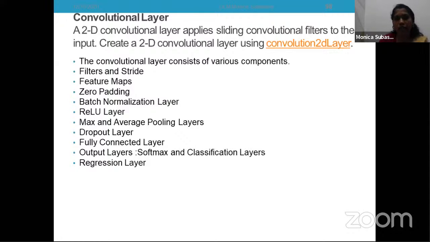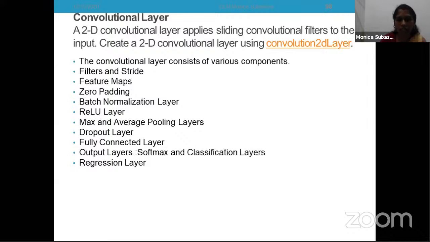ReLU layer is related to the activation function, what we were discussing, right? So ReLU is the rectified linear unit. If you get some negative input, that would be rounded off to 0. That is what the rectified linear unit does. Then max and average pooling layers. Pooling layers are actually for dimension reduction, collecting the most important information or features from the input image. Then unnecessary information can be dropped out.